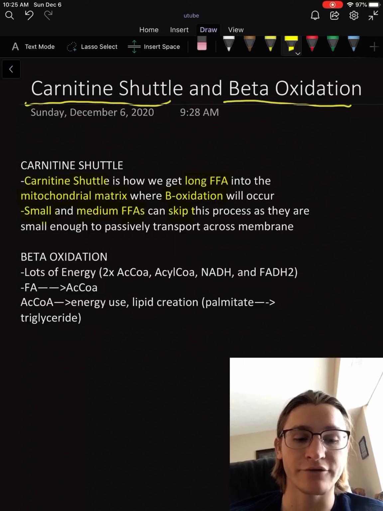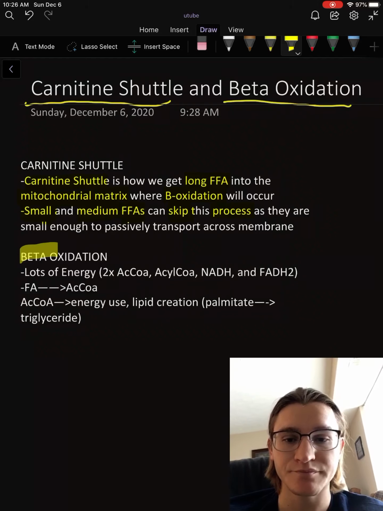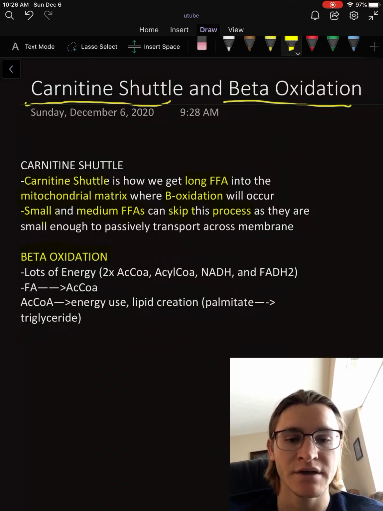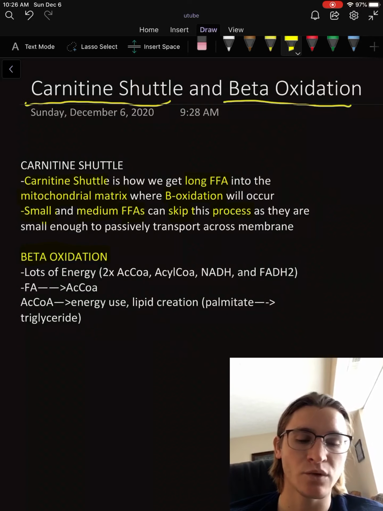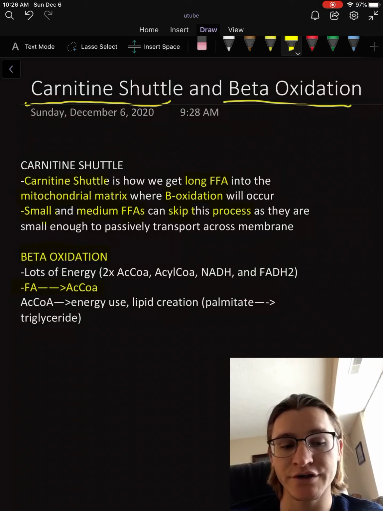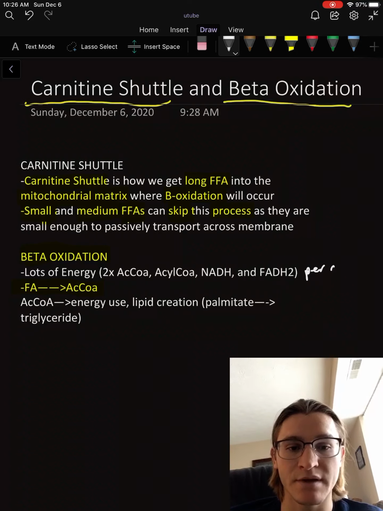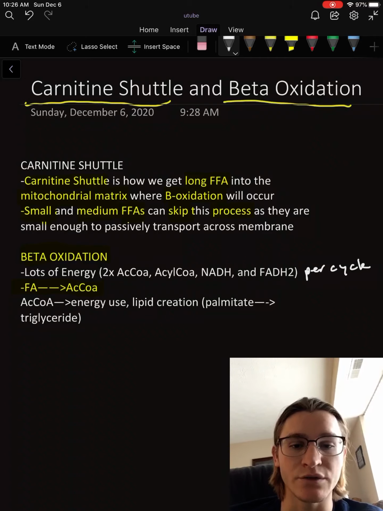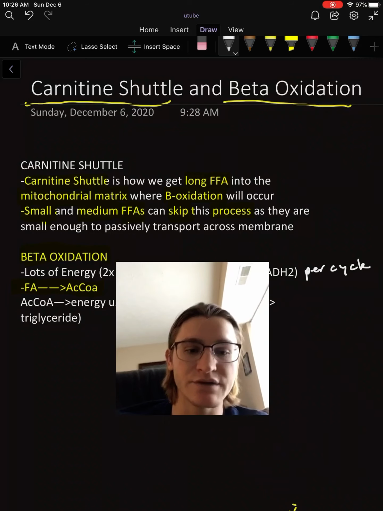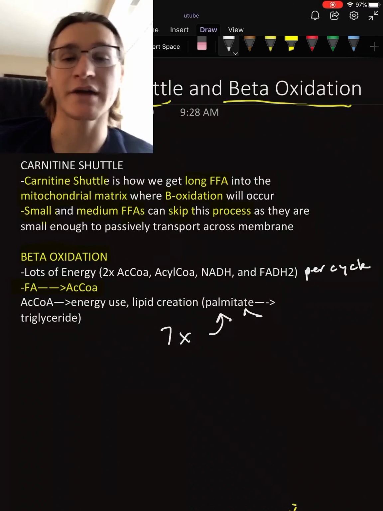The small and medium free fatty acids can skip this process and go straight to the mitochondrial matrix where beta oxidation occurs. So beta oxidation is pretty much where we take our free fatty acids and change them to acetyl-CoA, which we can use for energy and to create different long free fatty acid chains and whatnot. We get a lot of energy per cycle. We need to do this cycle 7 times to make a palmitate, and we need 3 palmitates to make a triglyceride.